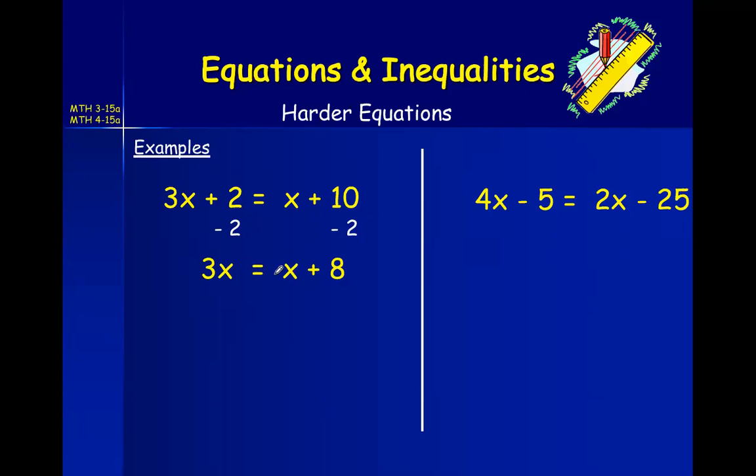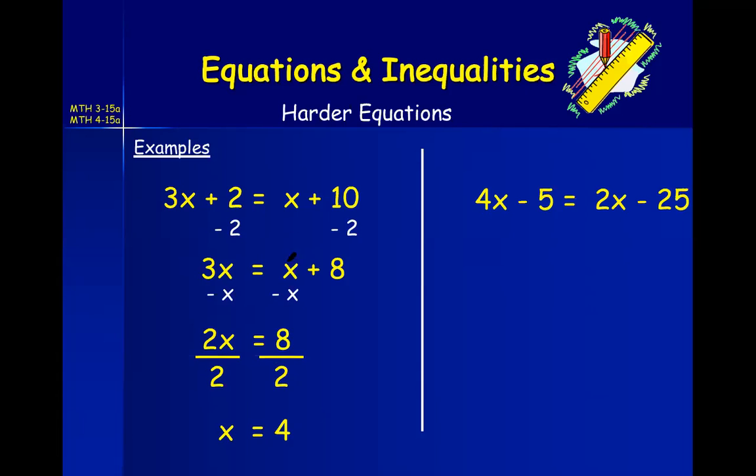Now this is a plus x I want to get rid of. How do I get rid of the plus x? I take it away. But if I take it away on that side, I take it away on that side too, and then you end up with a much easier equation to solve: 2x equals 8. You divide by 2 both sides, then x equals 4. Okay, and that's us. We've solved that.